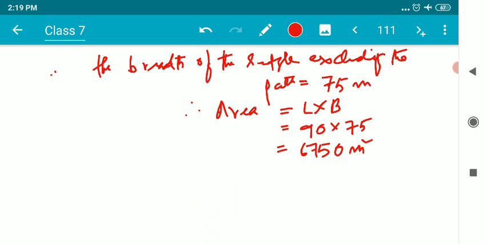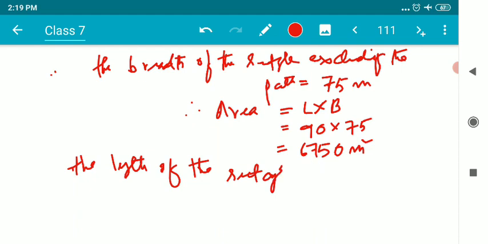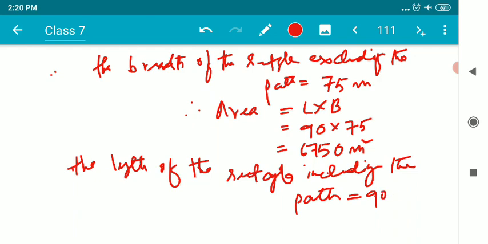So by the dimensions of length, 5 meter over here, 5 meter over here. So the length will be the length of the rectangle including the path. The statement I need to write: rectangle including the path is equal to 90 plus 5 plus 5. This calculation needs to be shown. Keep in mind, you need to show where you are getting this 5 plus 5, I mean, how you are getting 100. 90 plus 5 plus 5 is 100. So length is 100 meter.